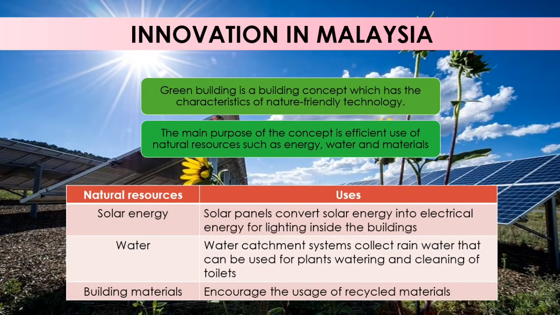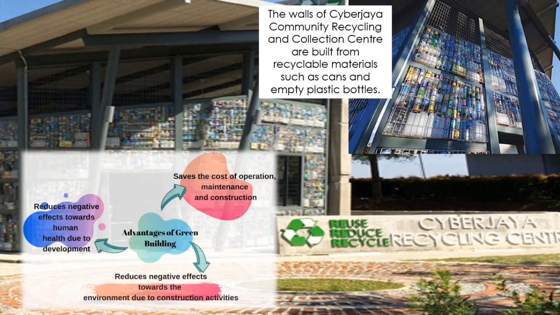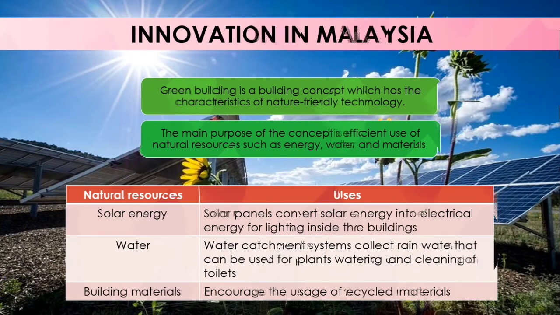So, for solar energy, the green building uses solar panels and converts solar energy into electric energy for lighting inside the building. For natural resources of water, the green building has a water catchment system to collect rainwater that can be used for plant watering and cleaning of toilet. And for the building material, it encourages the usage of recycled material. So the example of green building found in Malaysia is the Putra Building, Putrajaya.